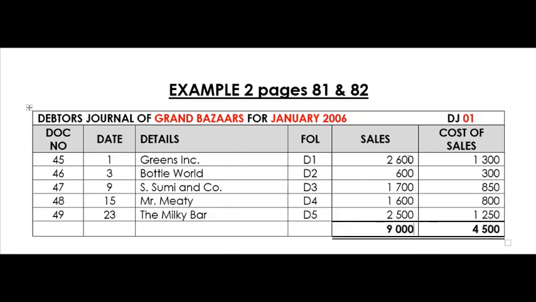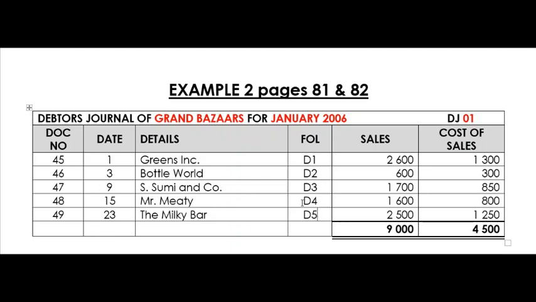The total sales was 9,000 and the total cost of sales 4,500. Something that I just quickly want to touch on is that once again in this example, all of the debtor numbers follow on each other, but in reality this will not be the case. And if you get a test, this will also not be the case.